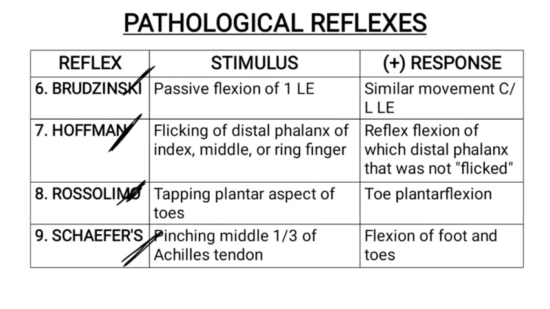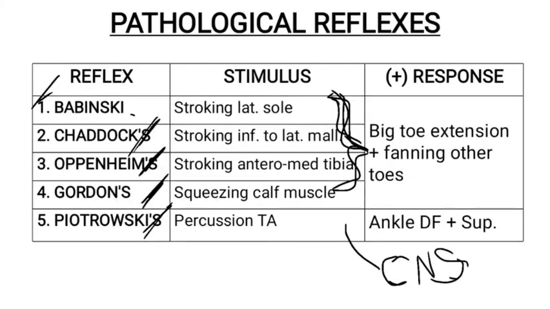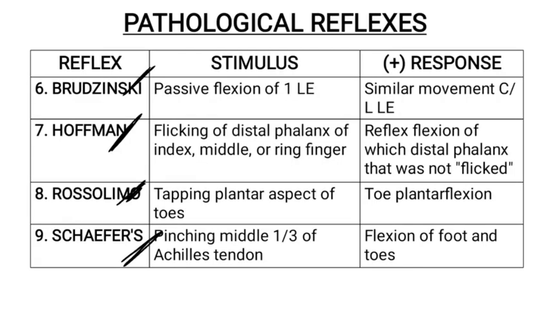Next, you have your Schaefer's. Schaefer's is stimulated when you pinch the middle one-third of your Achilles tendon, and the response usually would be flexion of the foot and toes. This reflex, your Schaefer's reflex, is usually positive in hemiplegic patients. So to clarify, your pathological reflexes, your Babinski's, Chaddock's, Oppenheim's, Gordon's, Piotrowski's, Brudzinski's, Hoffman's, Rossolimo's, and Schaefer's, are again not positive in normal individuals. They only come out when there are certain pathologies.